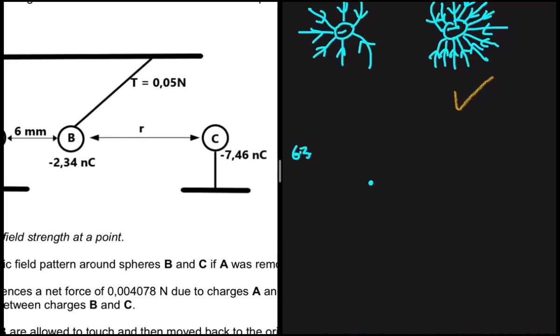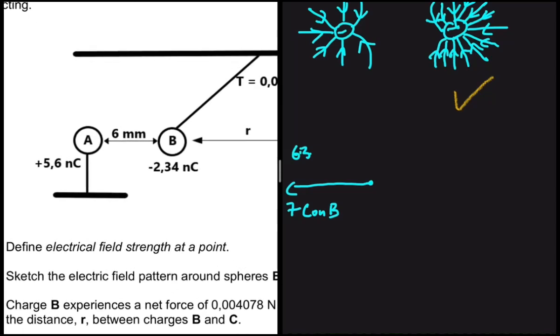So C will be pushing B to the left. So this is F of C on B. Now let's look at B and A. B is negatively charged, A is positively charged. So A will be attracting B to the left. So again, we have F of A on B.